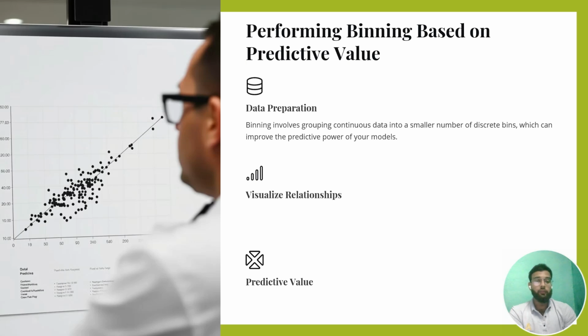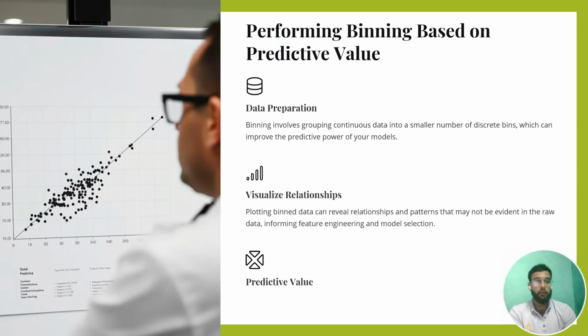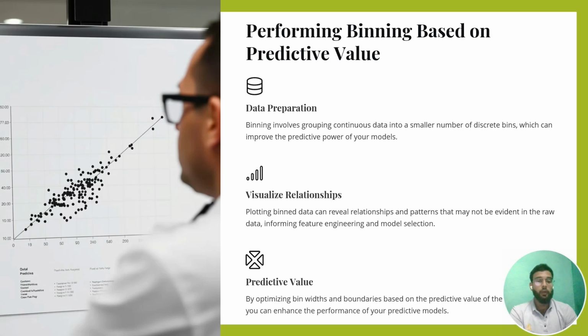Secondly, we have visualize the relationship. For predictive values, we can plot the binned data and it can reveal relationships and patterns that may not be evident in the raw data, informing feature engineering and model selection. Means by visualizing relationships, it helps in our feature engineering and we can easily select the model by using the visualized relationship.